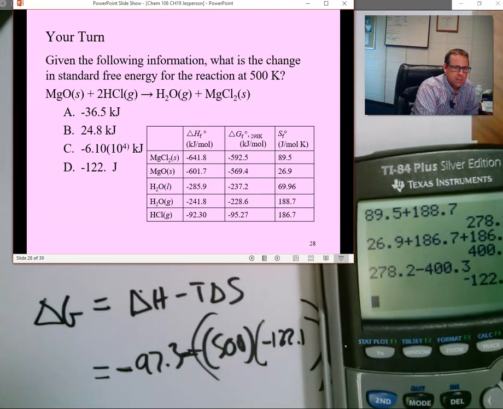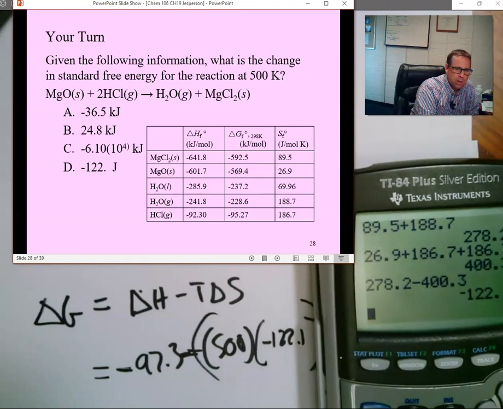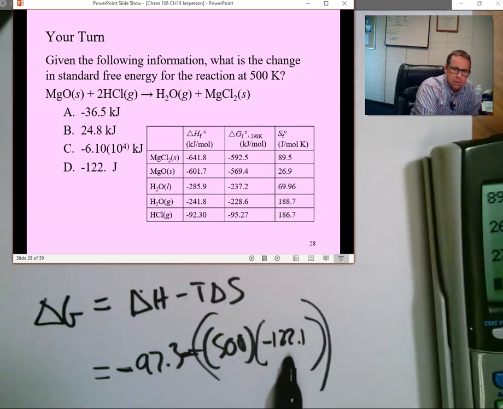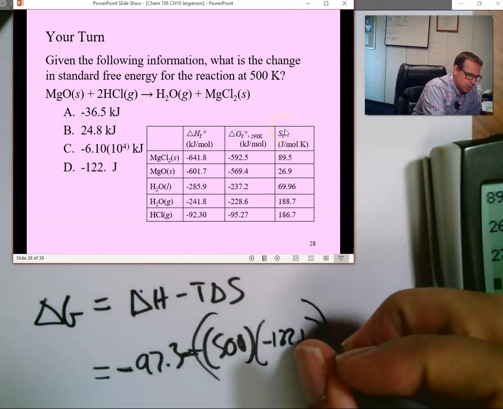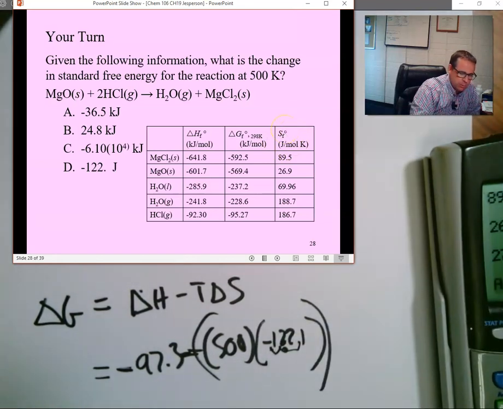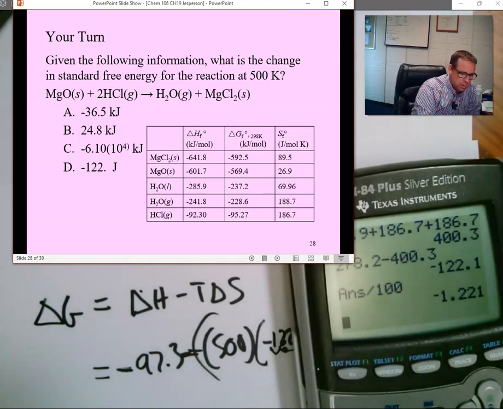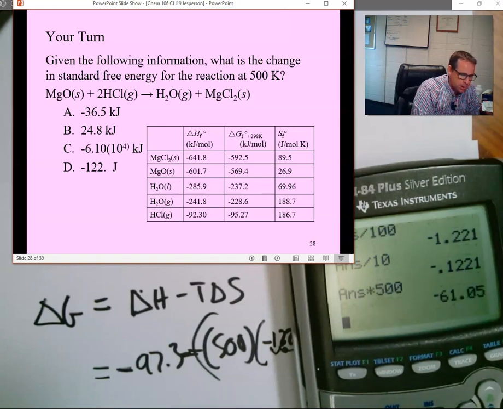So let's see where we're at then. Negative 122.1. Can I multiply that by 500? I actually shouldn't have written that down so fast. What do I have to change here first, Alyssa? I'm not sure. Well, the entropy is in joules, right? Oh, we have to put it to kilojoules. Yeah. So divide by 1,000. Oops, I divided by 10. Divide by 10 to get divided by 1,000. Now I can multiply by my 500. It's 61.5. I'm going to change the sign, though.